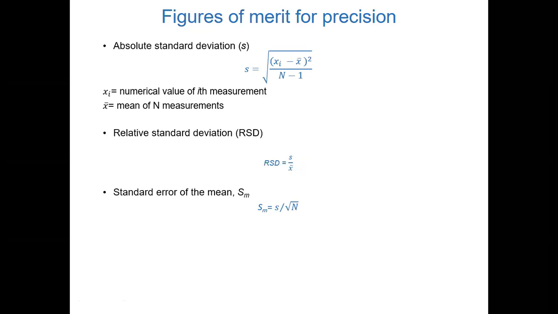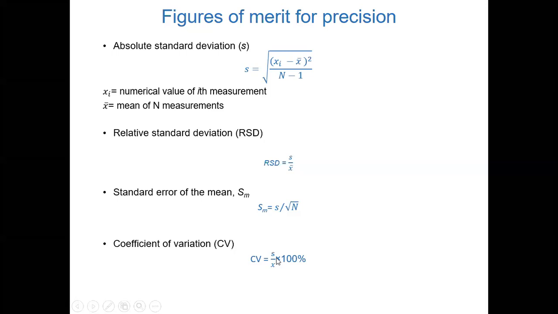And the standard error of mean equals the absolute standard deviation divided by the square root of the number of measurements. Coefficient of variation, that's another figure for determining the precision. So we can divide the standard deviation by the value x bar and multiply it by 100, and the variance is the square of the standard deviation. So those were the figures of merit for precision, and you will do some exercises to find these figures. We will do it under tutorial.